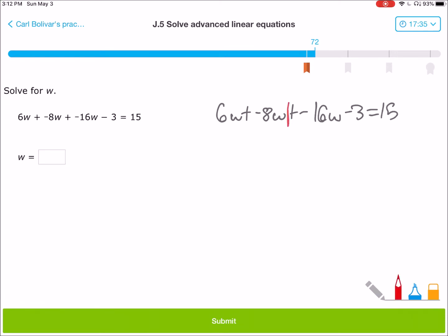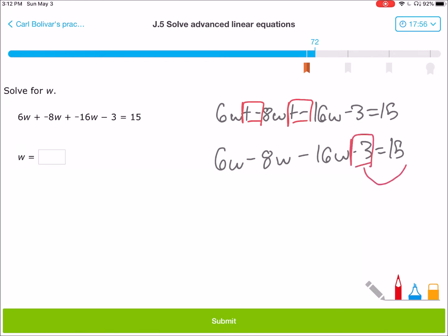You might have noticed all of these plus and minuses. Well, don't worry about those. Remember, those are multiplying. So let's simplify those first. We will get 6w minus 8w minus 16w minus 3 is equal to 15. Now let's take this number and I'm going to try to put it to the other side. So let's add 3 to each side. And what we're left with is 6w minus 8w minus 16w is equal to 15 plus 3, which is 18.